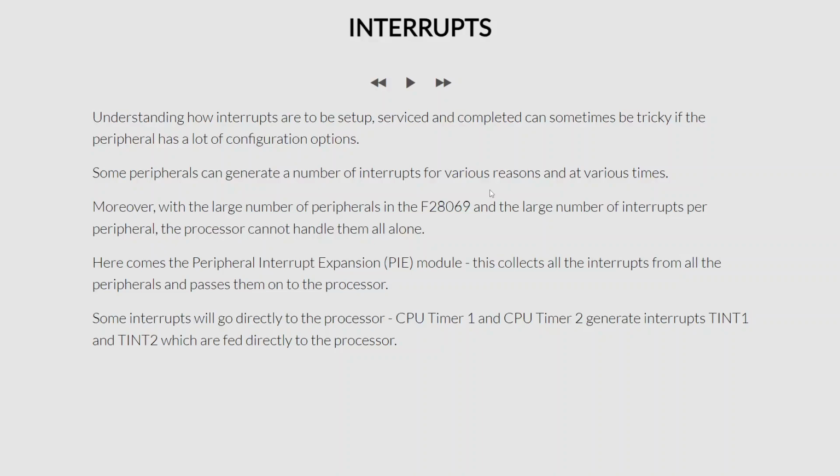EPWMs, ADCs, they can generate a number of interrupts under different conditions, and therefore you can also schedule them at various times. In comparison to that, the timers are actually a little simpler. When they count down to 0, they generate an interrupt. That's it.